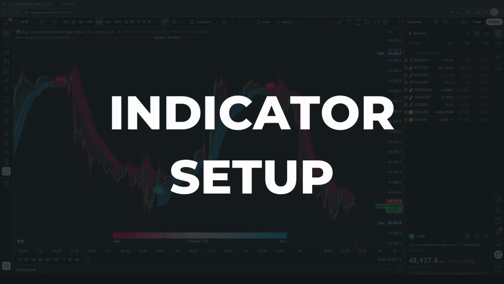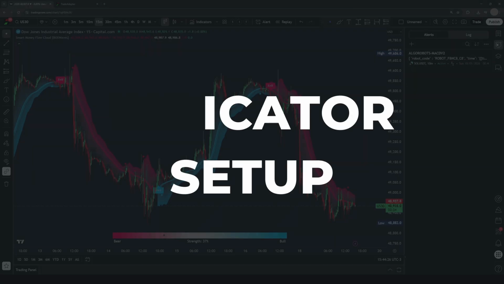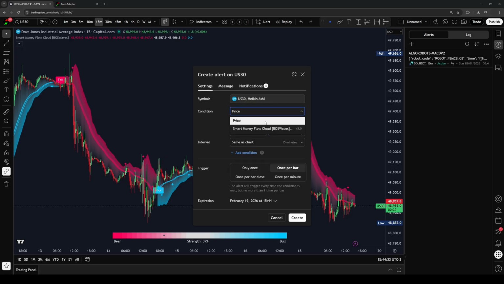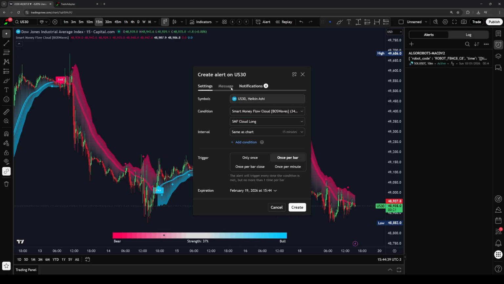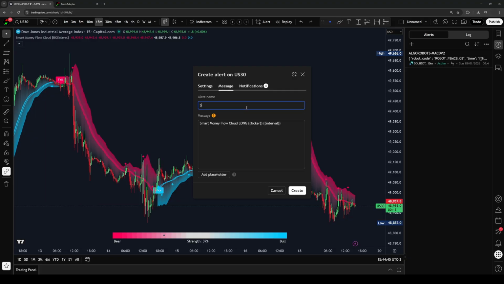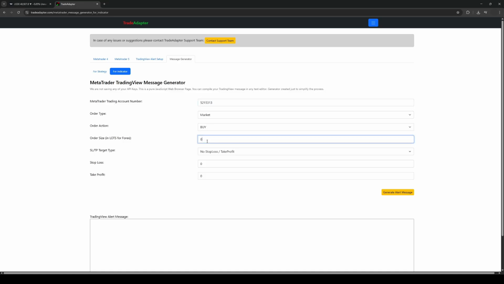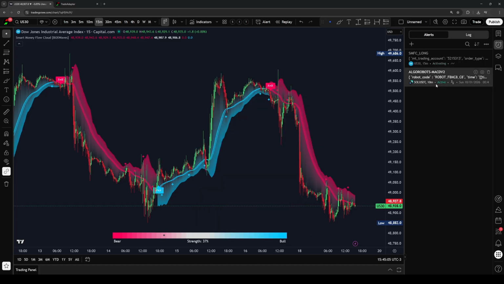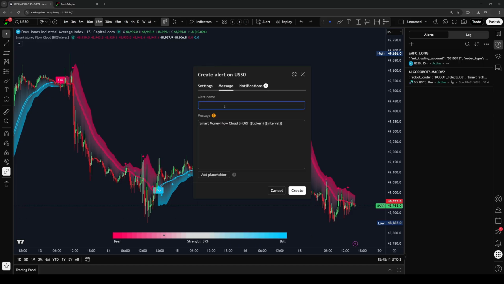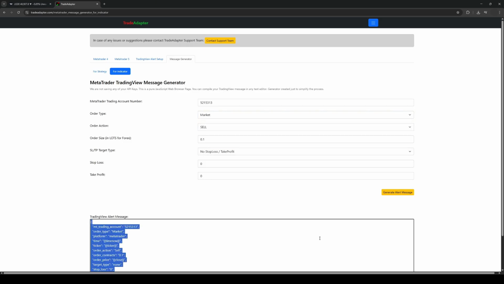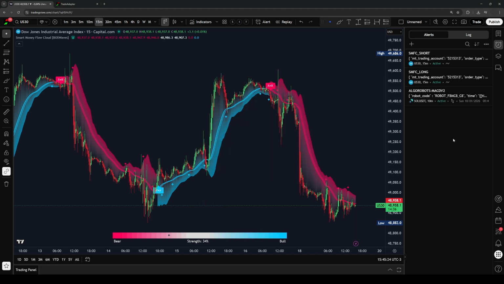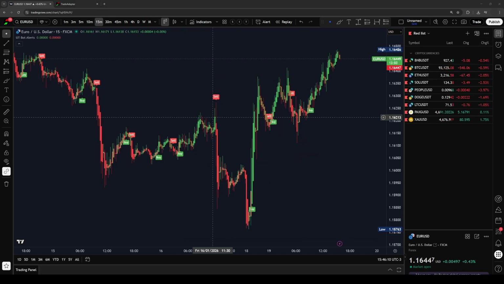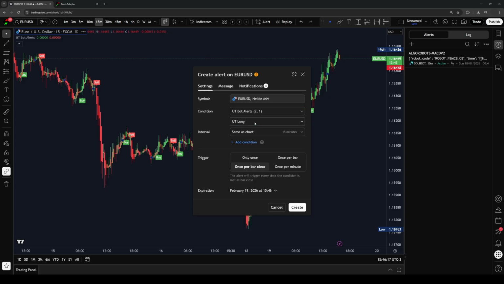Now that we've seen how the signals are generated, let's automate the trades using Smart Money Flow Cloud on the US 30 Index. The first step is creating alerts in TradingView. For every indicator, we always create 2 alerts. One alert for long signals and one alert for short signals. This is exactly the same process for Smart Money Flow Cloud, SFI, or UTBot alerts.